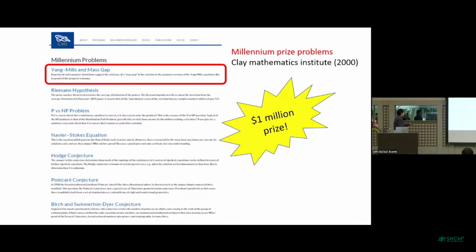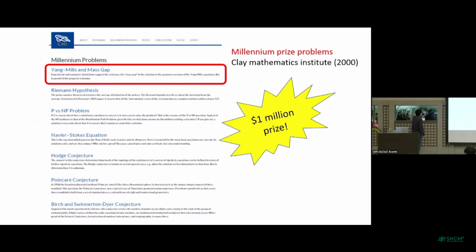There is a mathematical institute in Massachusetts called Clay. At the beginning of the year 2000, the new millennium, they announced the so-called Millennium Prize problems. These are the 7 most difficult problems in mathematics at that time. Whoever solves any of these problems gets $1 million in rewards. And number 1 is Yang-Mills and mass gap. This is the first of these 7 problems.